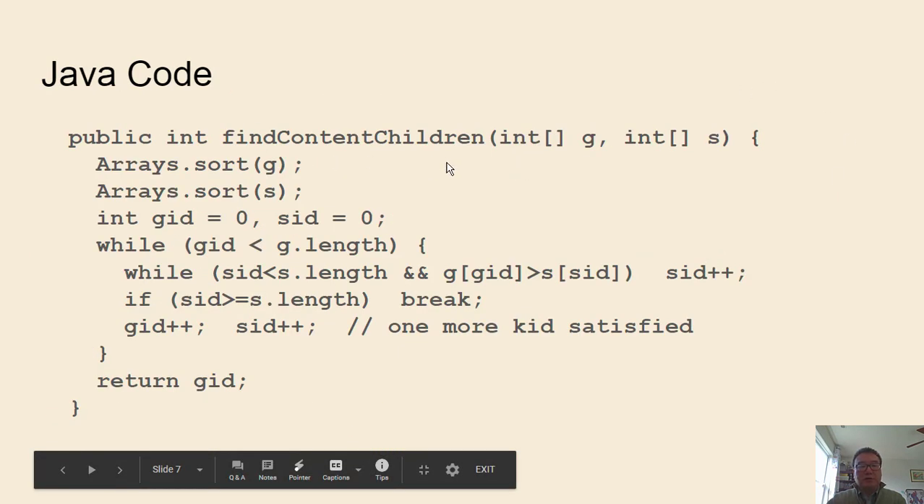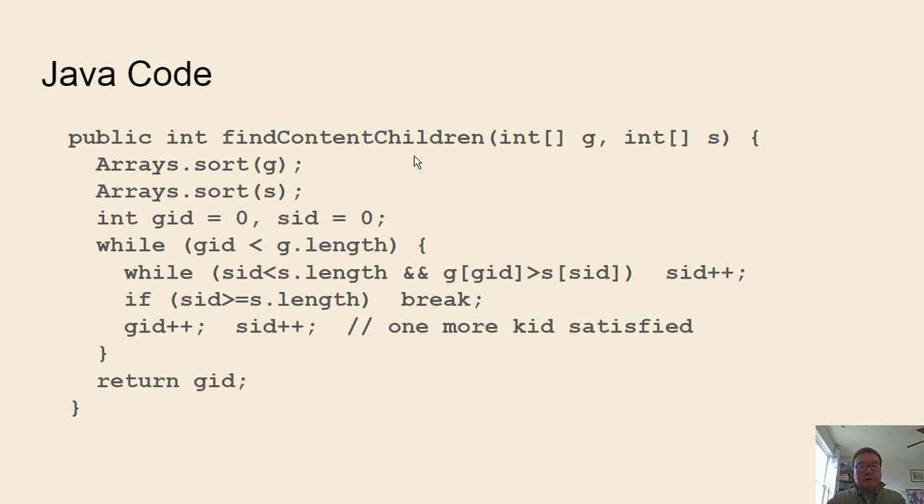And this is my code for the first approach, which I think results in slightly shorter code, maybe 1 or 2 lines shorter, because we don't need to explicitly keep track of the number of kids that are satisfied, because we just look at each kid in turn. So we sort both arrays, and then we have 2 indices, one pointing to the greed factor, the other pointing to the cookie size. We are basically trying to satisfy the kid corresponding to this ID. So we will keep going until we satisfy all of them.